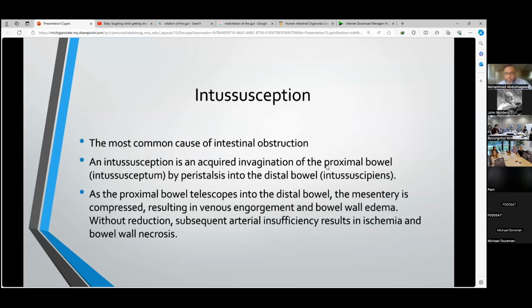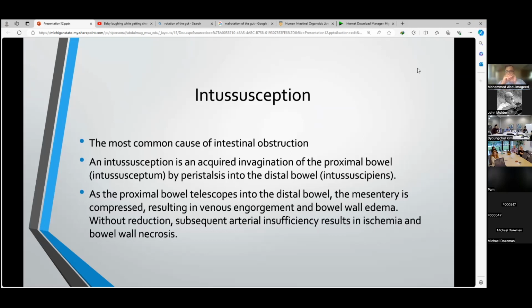I have put a picture, but for some reason it's gone. Basically, instead of the bowel being one continuous tube, the proximal bowel will do something like a bird's beak, and will go into the distal bowel.